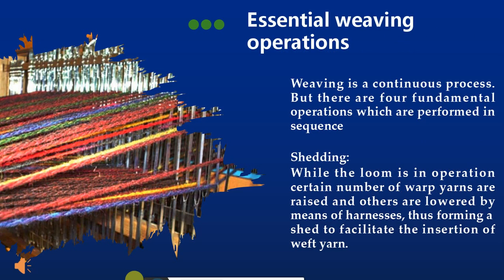Weaving is a continuous process, but there are four fundamental operations which are performed in sequence. Shedding: while the loom is in operation, a certain number of warp yarns are raised and others are lowered by means of harnesses, thus forming a shed to facilitate the insertion of the weft yarn.